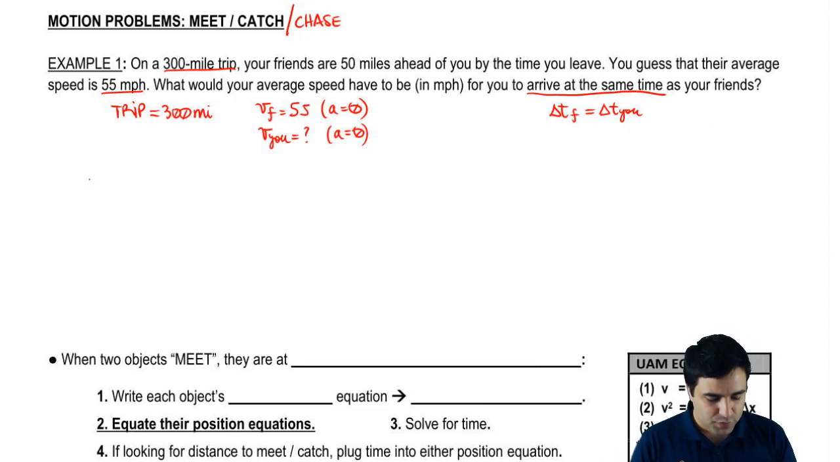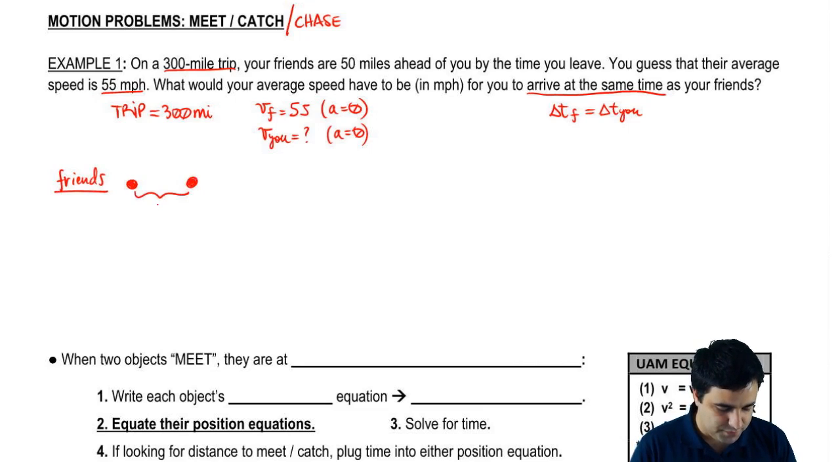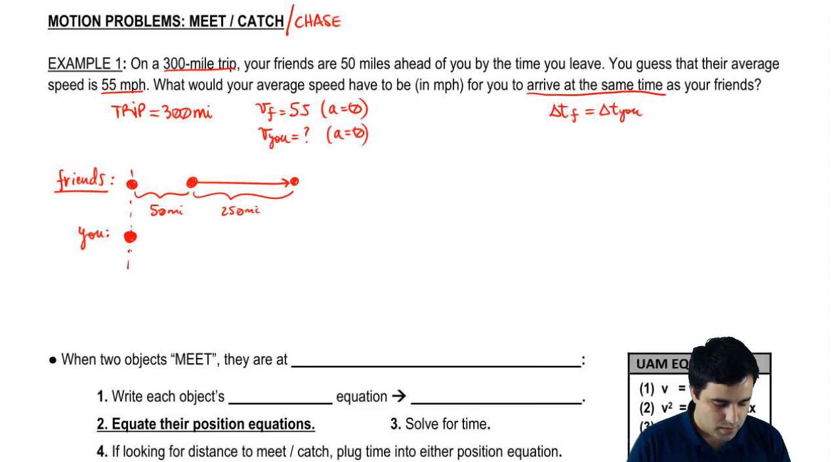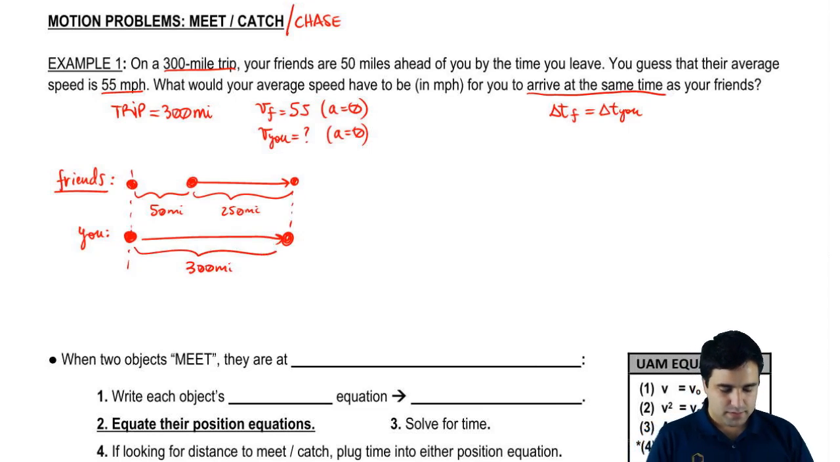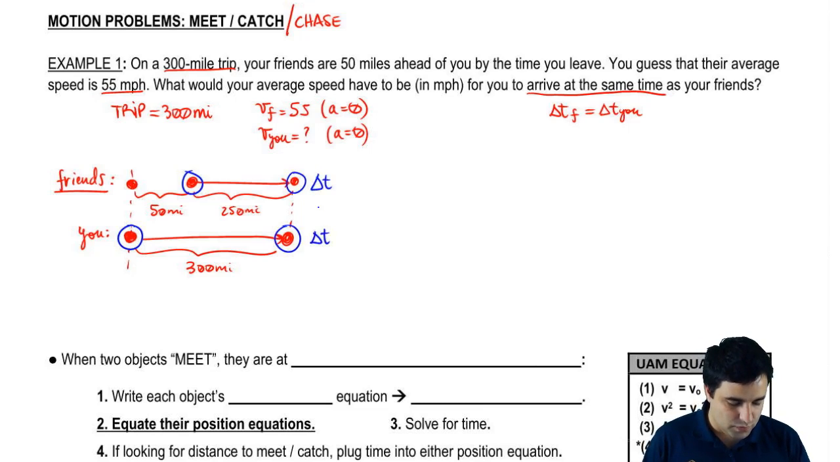If you want to draw this real quick, your friends are going from here. This is 50 miles. Your friends are going from here to here, right? This whole thing is 300, so this is 250. While you're going from here, the very beginning, all the way over here. So you're actually covering 300 miles. So you don't start from the same place. The time starts counting here, and the time ends counting here. But the idea is that it's the same time, so delta t equals delta t. And the question is, how fast are you moving? For this interval, they're moving at 55, and I want to know how fast you are moving.